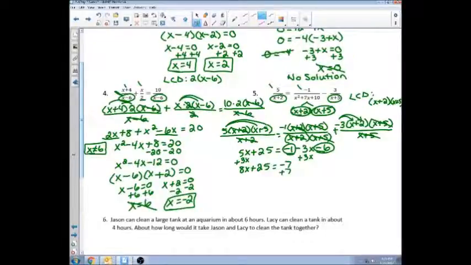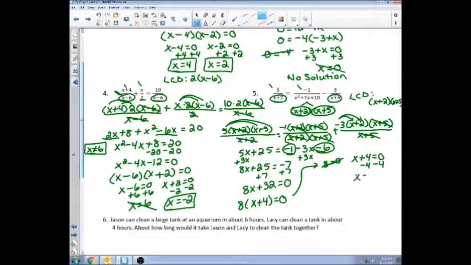If I add 7 to both sides, I have 8x plus 32 is equal to 0. Well, 8 and 32 are both divisible by 8, so I have 8 times (x plus 4) would equal 0. Now that I'm fully factored, I'm going to go ahead and go up here. 8 equals 0, not true. x plus 4 equals 0. Subtract 4 from both sides, so x is equal to negative 4.